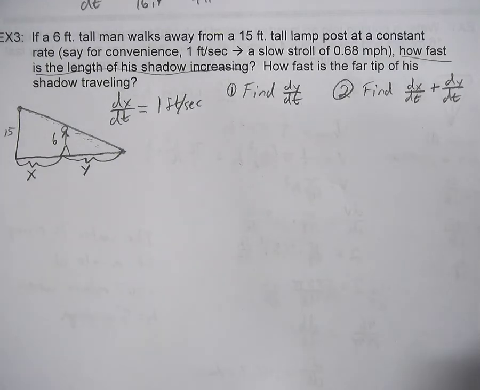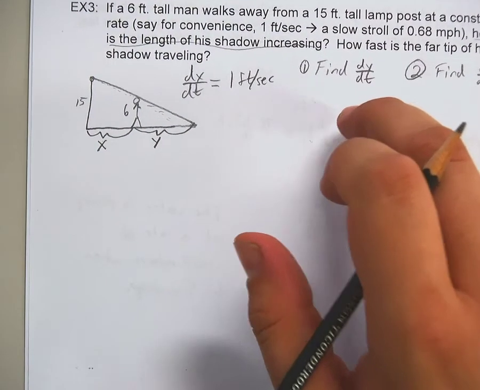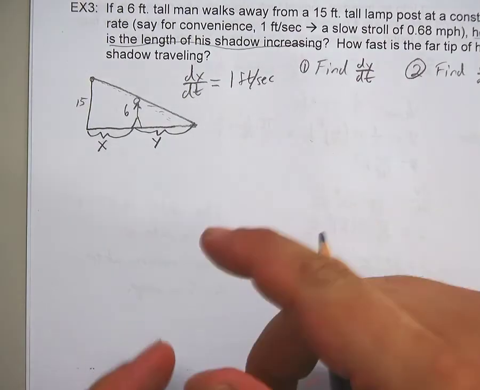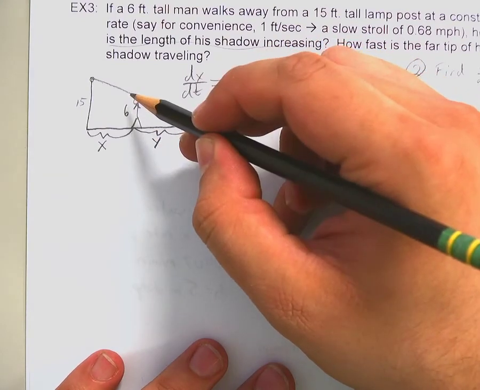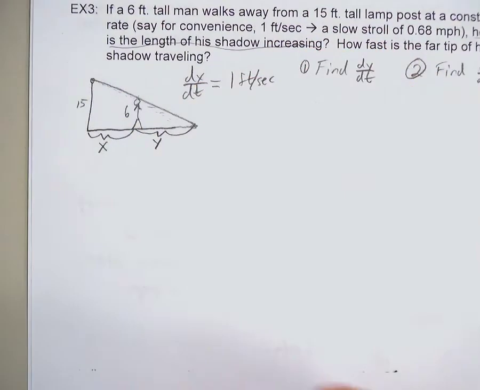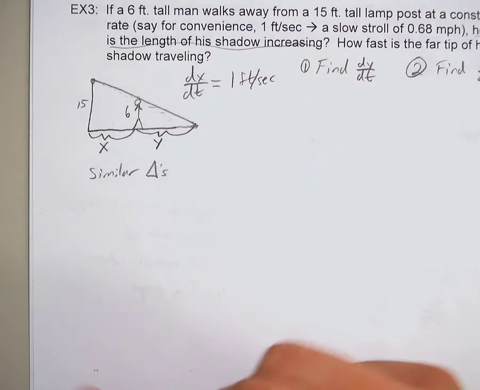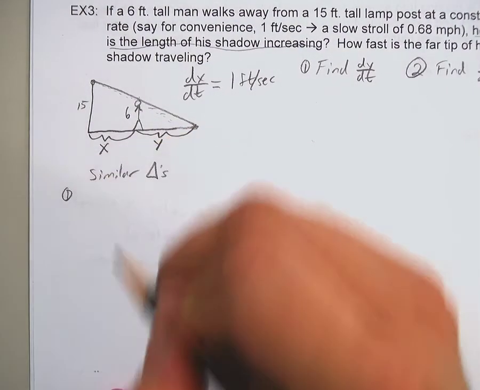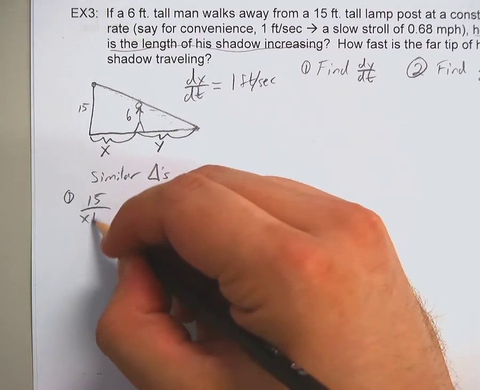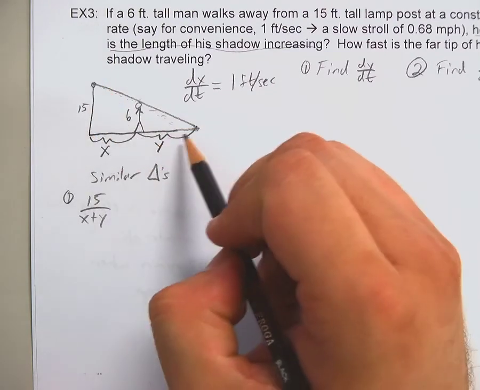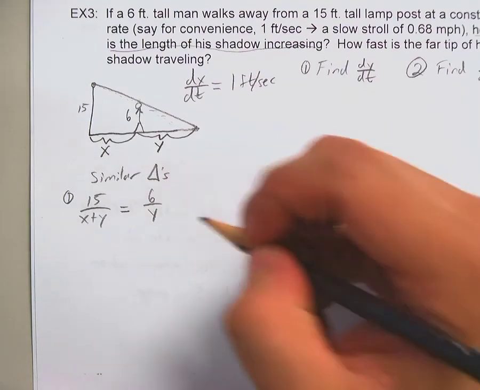All right. So, number 1, find dy dt. Well, there's a couple of things about this here. I've got two triangles in this, if you can notice it. I've got a small one here, and I've got a large one here, right? So again, I'm going to use similar triangles. So for part 1, let's set it up. Let's say that it's 15 over x plus y, so it's the long side over the long side, is equal to 6 over y.